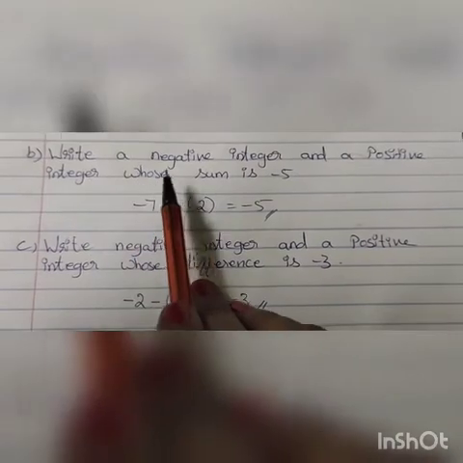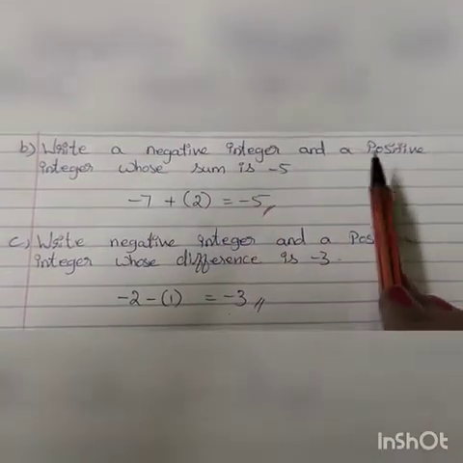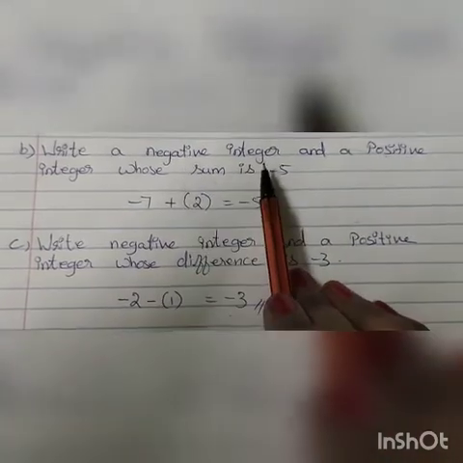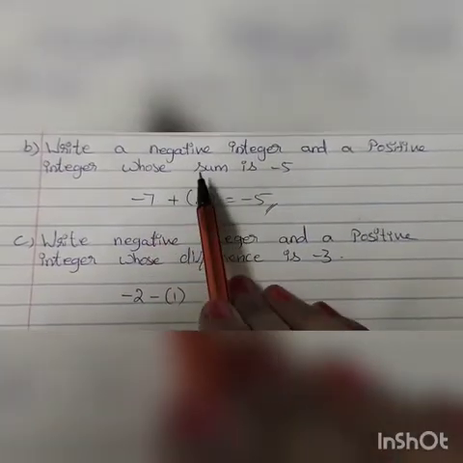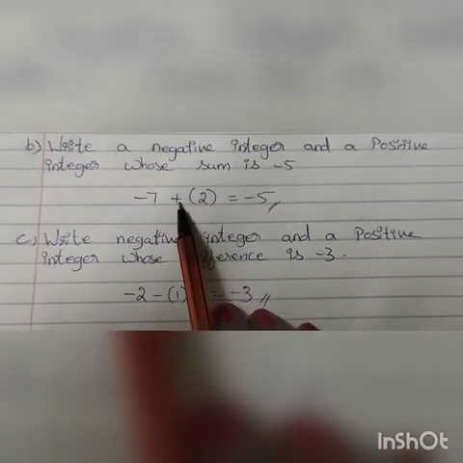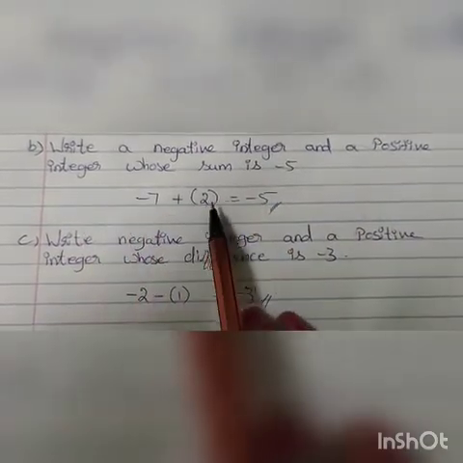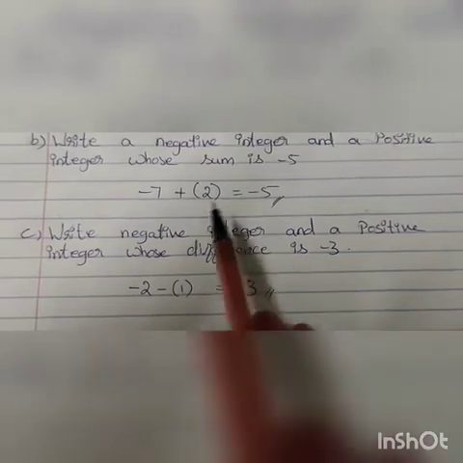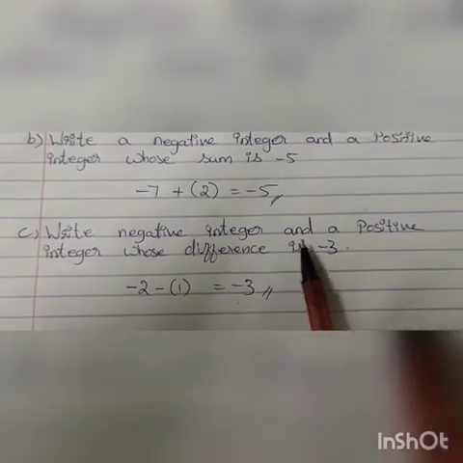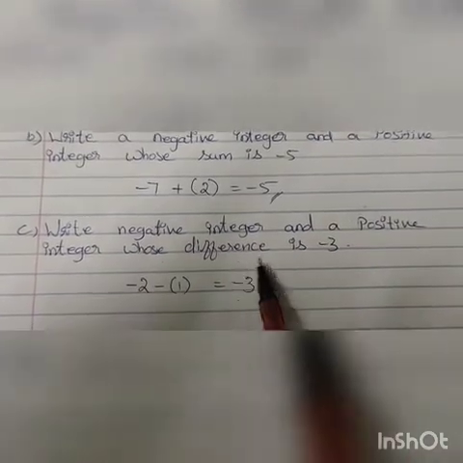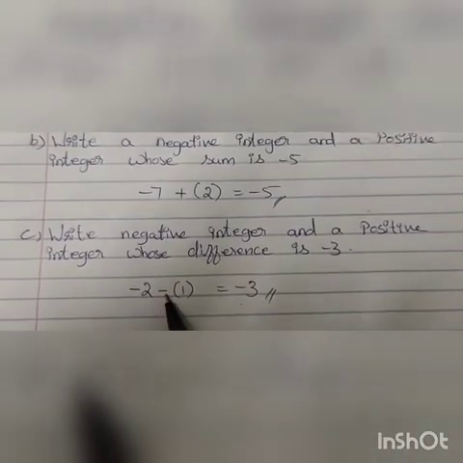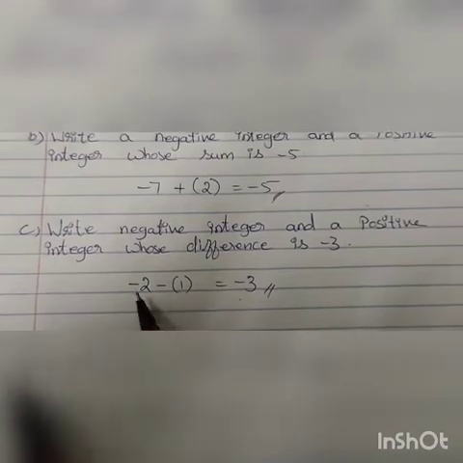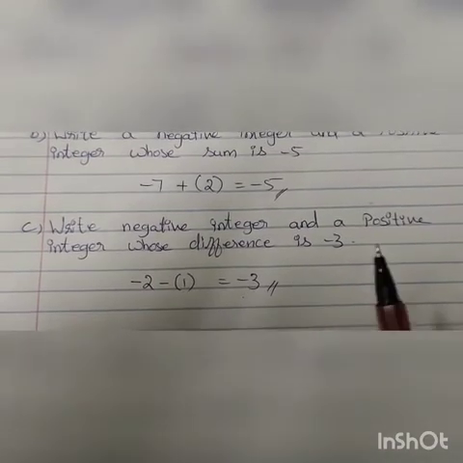Next, write a negative integer and a positive integer whose sum is minus 5. Negative integer minus 7, and the sum should be plus. Then the positive integer I have taken as 2. So minus 7 plus 2 will give you minus 5. Next, write a negative integer and a positive integer whose difference is minus 3. So the difference is minus. So the negative integer is minus 2 and positive is 1. So minus 2 minus 1 gives minus 3.